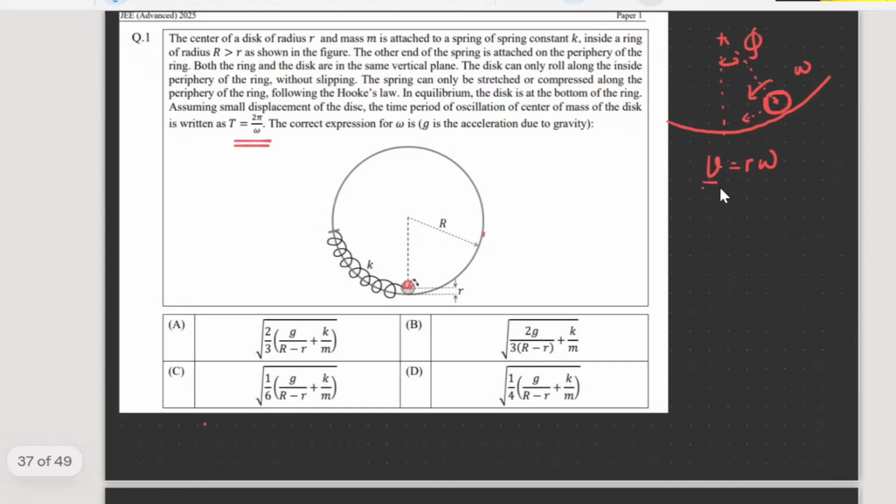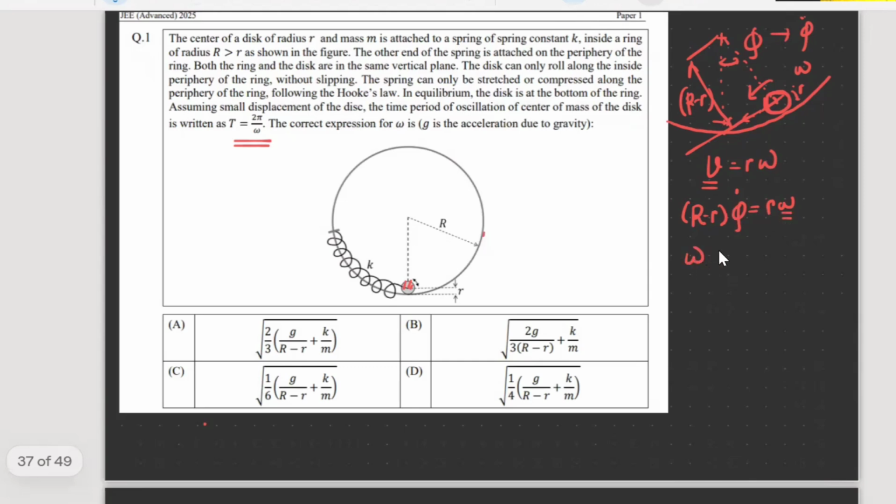Now, what is the linear velocity of the center of the disk? See, this phi is changing, so there is some phi dot. From the center of the ring to the center of the disk, the distance is capital R minus small r. So the linear velocity V of the center of the disk is going to be (capital R minus small r) into phi dot. That is actually r times omega. So the relation of omega with phi dot we'll be able to find out.